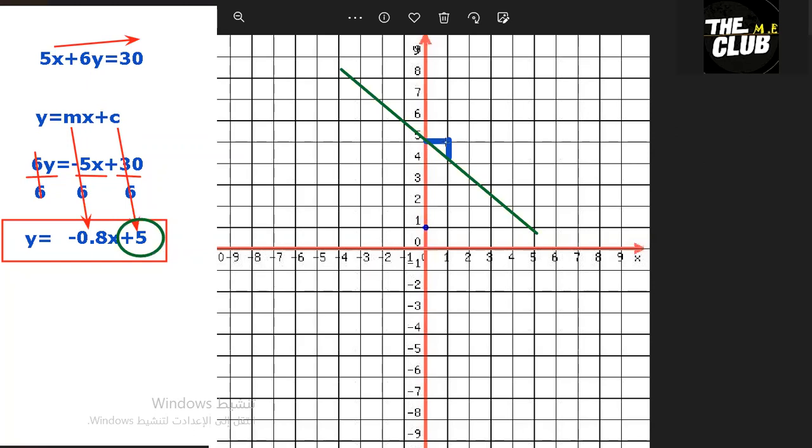Move 1 to the right. How do we know it's right? The positive side of the x. Yeah, the positive side of the x. You always go to the right side, wherever you are. And how do I know if I go down or up?